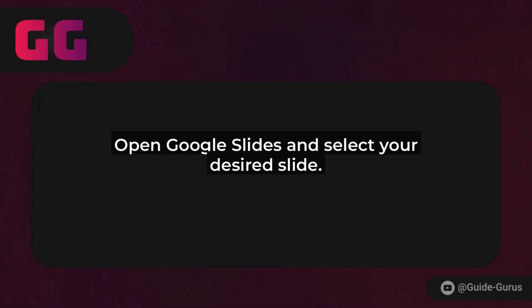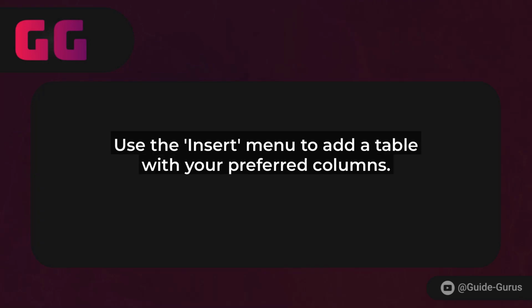Let's dive right in. First things first. Open up Google Slides and create a new presentation or edit an existing one. Start by selecting the slide where you want to add columns. One of the easiest ways is to use the built-in table feature.